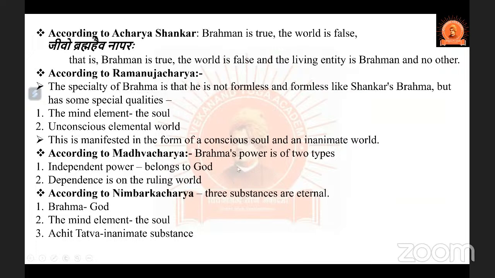According to Madhvacharya, Brahma's powers are of two types. Independent power is with God, and dependent power is ruling this world. So here he is accepting two things.